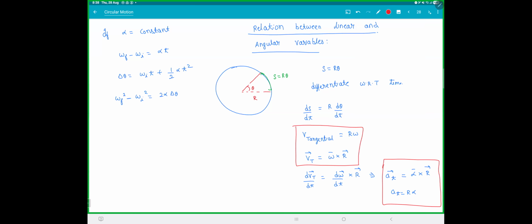This is called tangential acceleration. This is the scenario when the speed of the particle is increasing. So if the particle is going in a circle with increasing speed, we have to use this. Clear with this? Let's see a few questions based on this. Any doubt on this page?